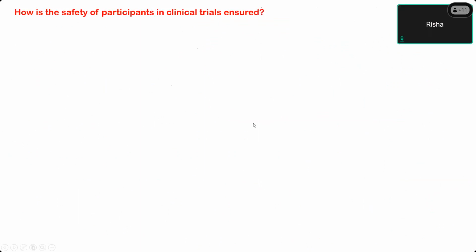So, whenever there is an adverse reaction faced, you can immediately abandon the trial. You can abandon the trial. That is one of the whole things.